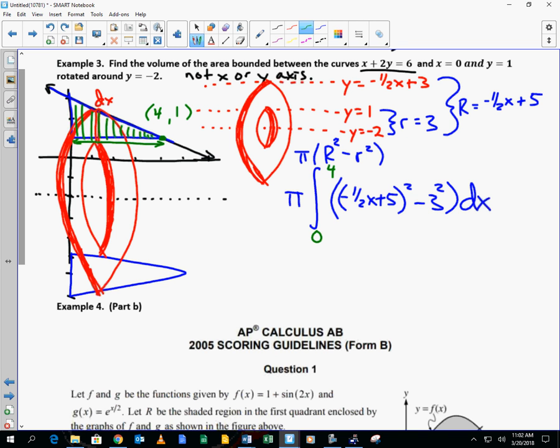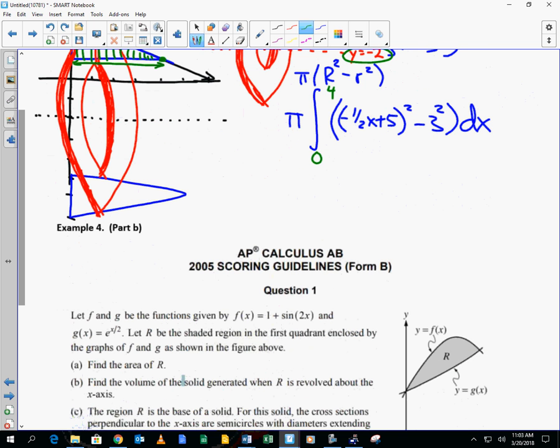You see how that's big R? Minus little r dx. It's -1/2 x plus 5 because we do the top minus the bottom in order to get that distance. Is that better? Good question. Any other questions?